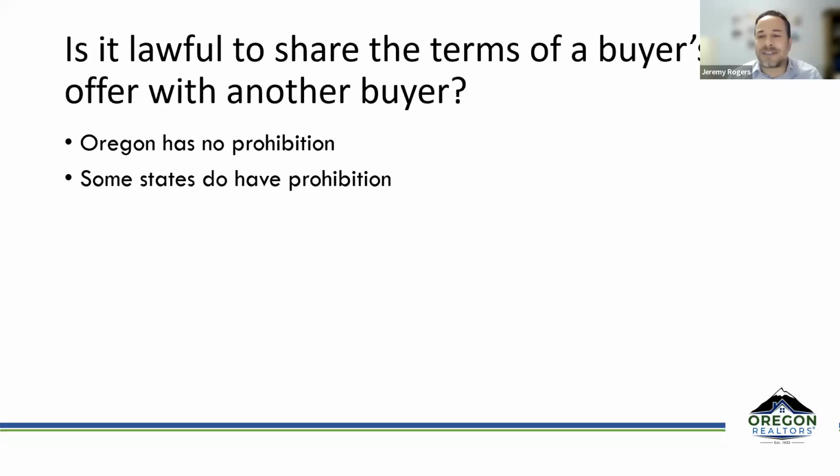Now, sometimes we get asked the question: is it lawful to share the terms of a buyer's offer with another buyer? Because part of these escalation clauses is that you are going to have to prove the bona fide offer that triggered the escalation clause. Oregon has no prohibition on sharing one buyer's offer with another buyer. Some states do have that prohibition, okay?